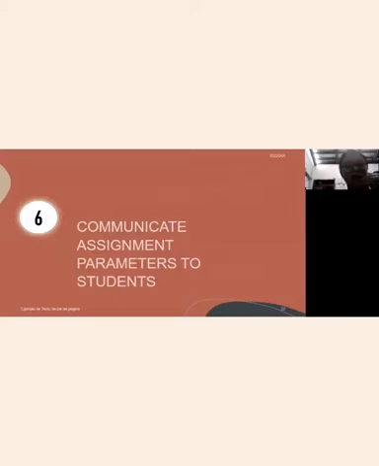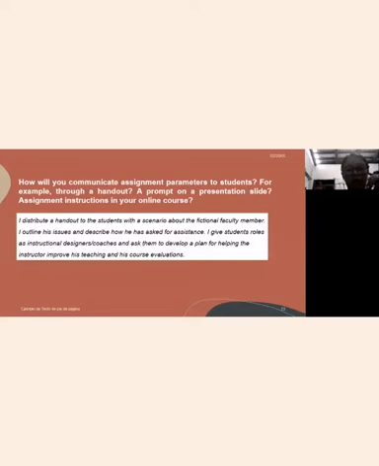Step number 6, communicate assignment parameters to your students. How will you communicate these rubrics to students? Is it a prompt or presentation slide, used orally, or if you have an online course, do you present a video or something else? In this case, the example says he or she distributed a handout to the students.